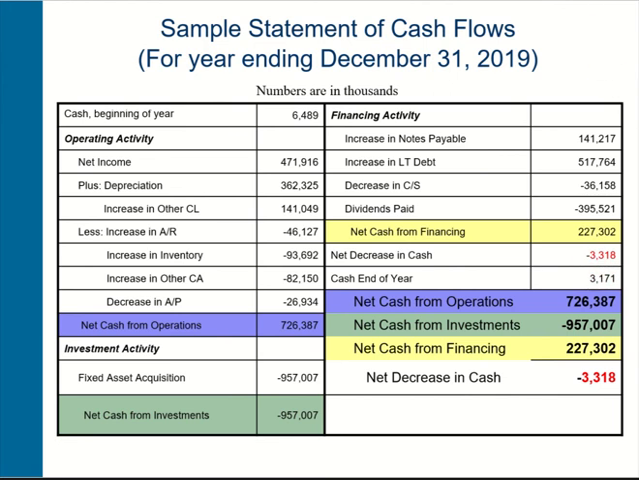So this concludes our discussion on the statement of cash flows. In the next video, we're going to look at techniques to standardize our financial statements and consider how that can make it easier for us to interpret, analyze, and compare our financial data.